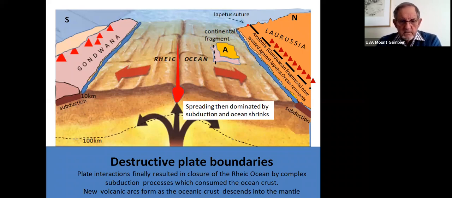Just to read about destructive plate boundaries at the bottom there: plate interactions finally resulted in closure of the Rheic Ocean by complex subduction processes which consumed the ocean crust. New volcanic arcs formed as the ocean crust descended into the mantle. That's the story of ocean number 2.